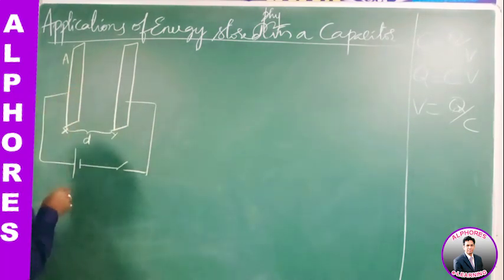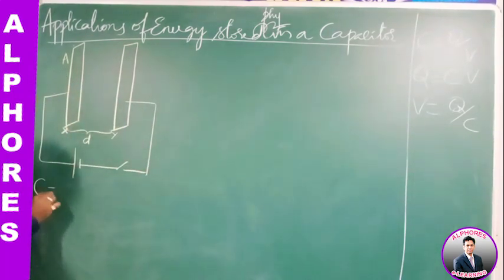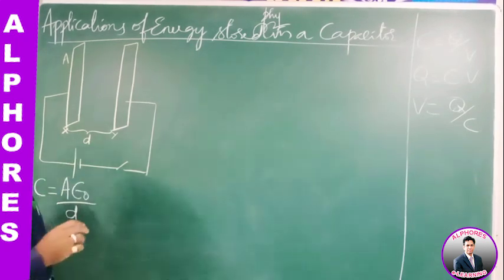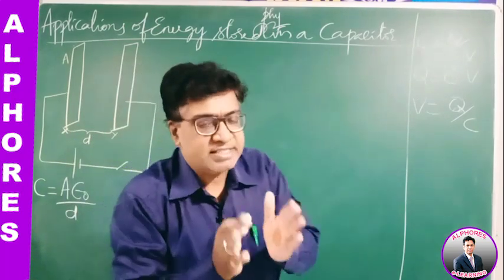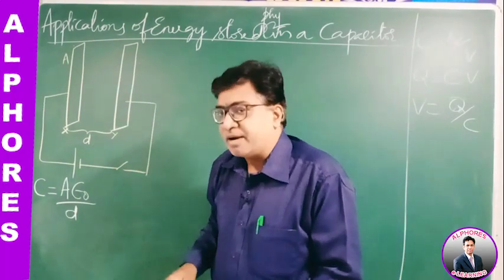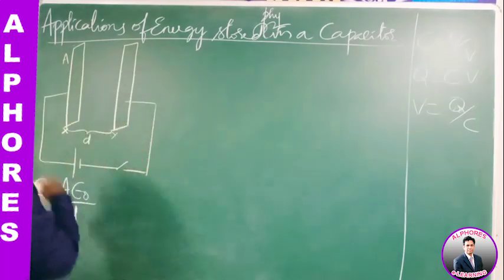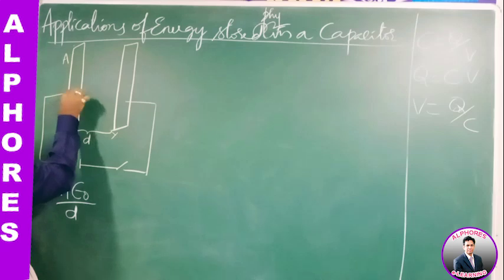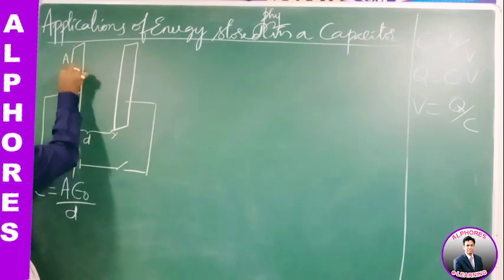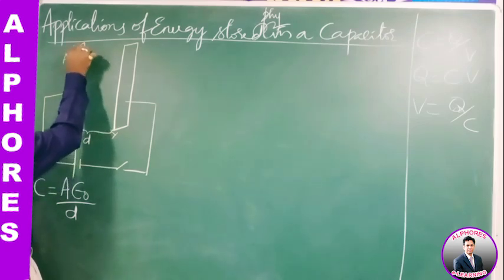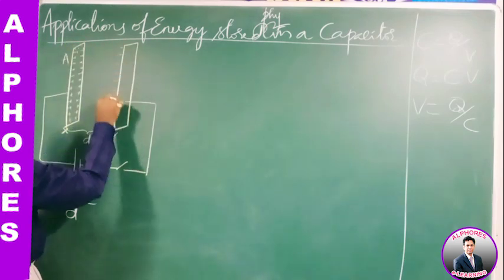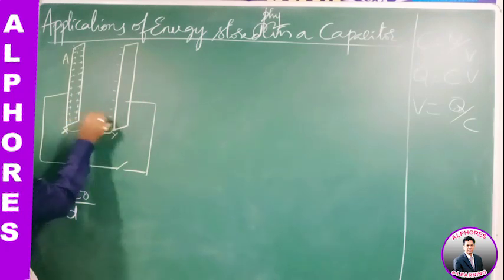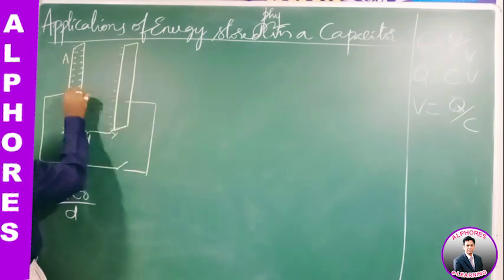So first of all, before going to this, what is the capacity of a parallel plate capacitor? The capacity of a parallel plate capacitor is A epsilon naught by D. A is the area of the plate, D is the distance between the plates. So when it is charged, this plate acquires positive charge, and this gets negative charge on the inner side. So there is a uniform electric field formed between the plates of the capacitor.